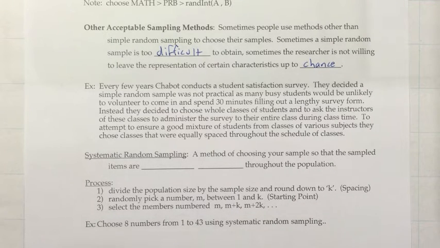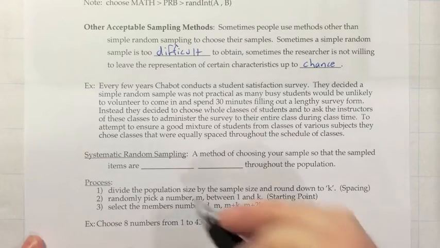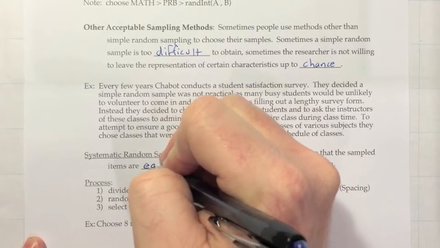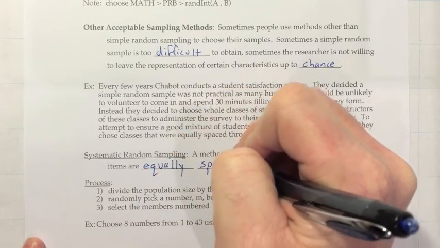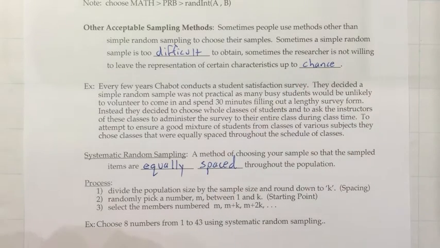So one alternative method is called systematic random sampling, and that's a method of choosing your sample so that the sampled items are equally spaced throughout the population. And there are different ways of creating this systematic, equally spaced process. I'm going to go through one here. Others will come up as you do homework.